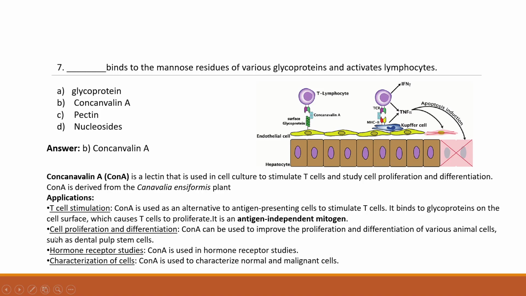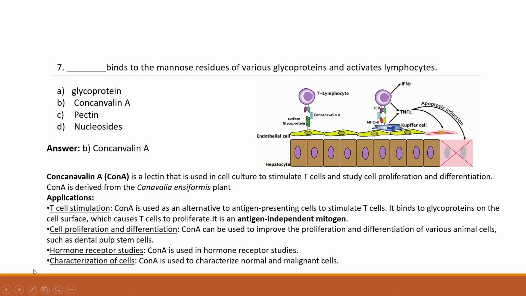Then it is also used for cell proliferation and differentiation, where it can improve the proliferation and differentiation of various animal cells such as dental pulp stem cells. And hormone receptor studies. Con A is used in hormone receptor studies, and it is also used in characterization of cells, whether they are normal or malignant cells. Malignant are your tumor cells.